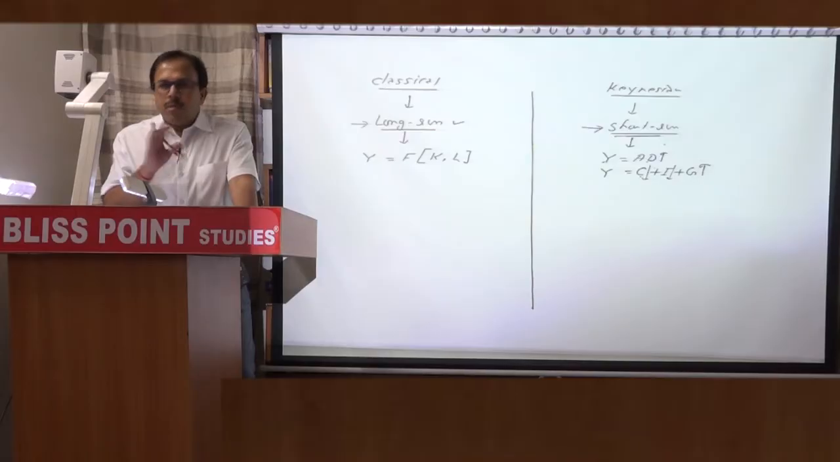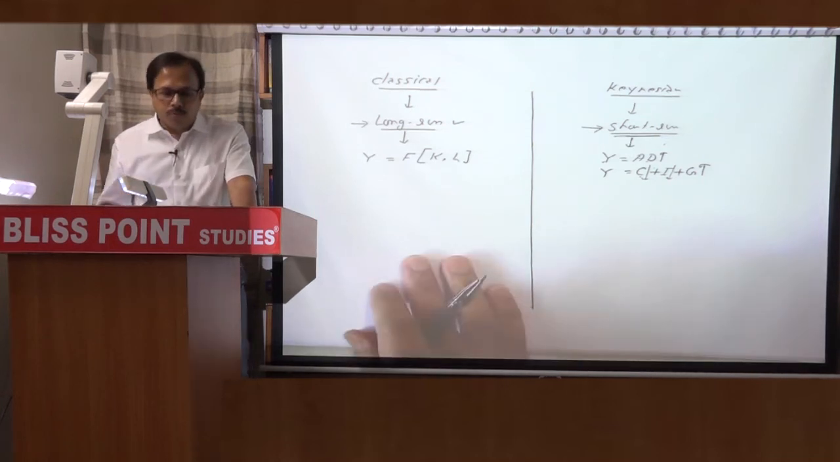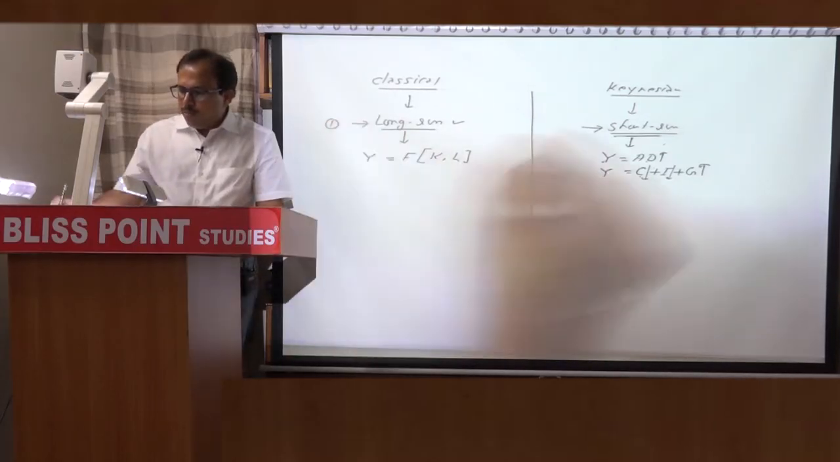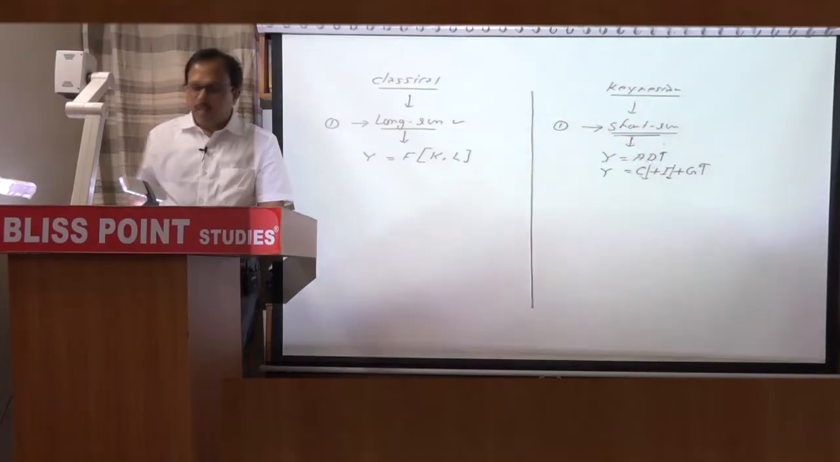Clear? So just keep it in mind, I am not referring to any particular question right now. Just keep it in mind that the classical approach is the long run approach and the Keynesian approach is the short run approach. Now you can say this is one important difference between classical and Keynesian.